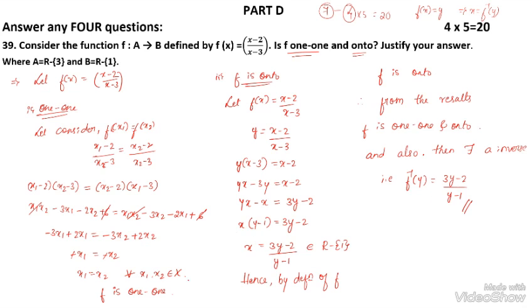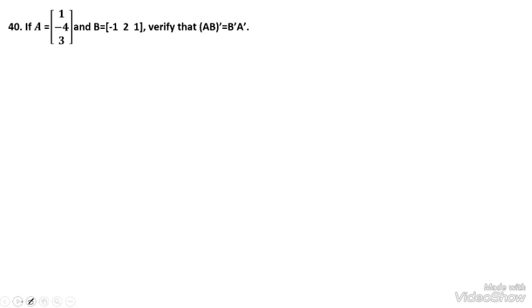Now, let's move on to question number 40. Here, A is a matrix containing 3 rows, 1 column, that is, I can write the order 3 cross 1. Here there is a matrix B. This is 1 row, 3 columns. This is 1 cross 3. So we can verify the given condition. First, we have to take the LHS part. First I am considering only the A into B matrix.